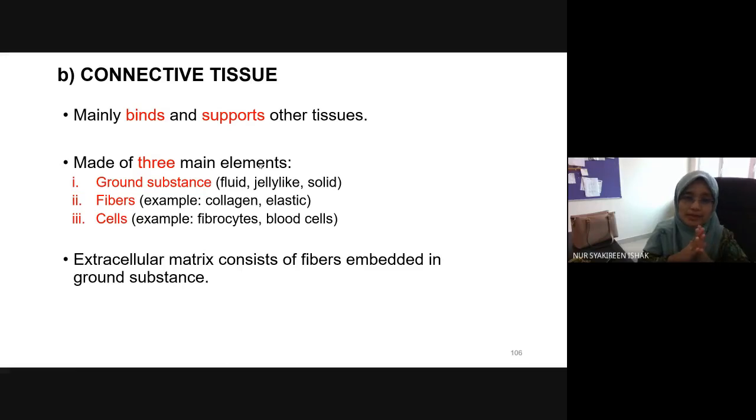Mainly binds and support other tissues. So it is made up of three elements, which is the ground substance, can be fluid, jelly-like, or solid. And then the fibers and also cell. Fibers can be collagen and it is elastic. And then cells can be example fibrocytes and also blood cells.